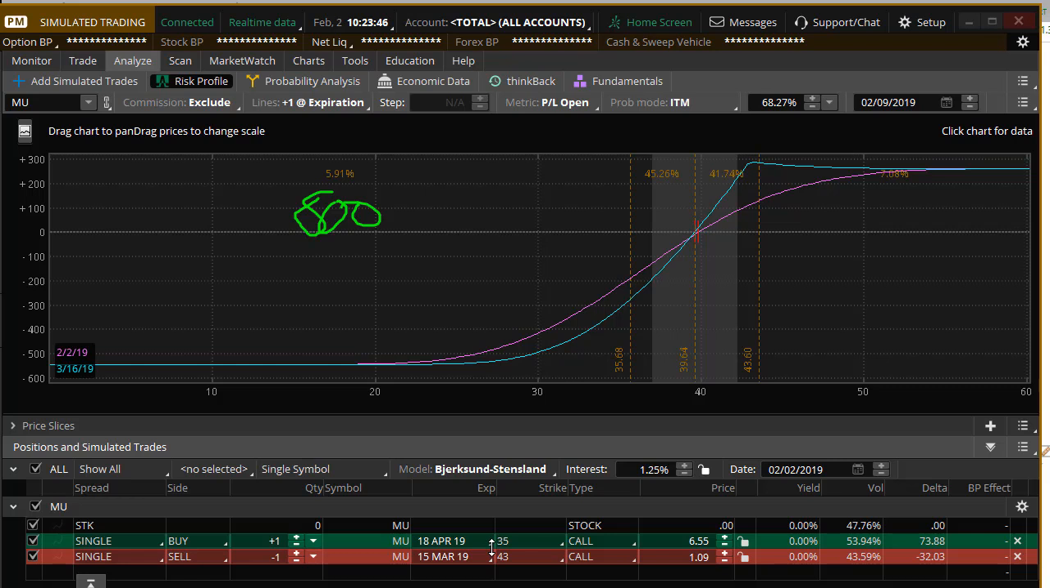What was our cost of entering this trade? Our cost of entering this trade is $653, if my math is right, 653 and change. So our maximum profit on this current trade is 147. Now 147 would be if the stock rallied right up there to 43 and we got called away on the trade. Okay?